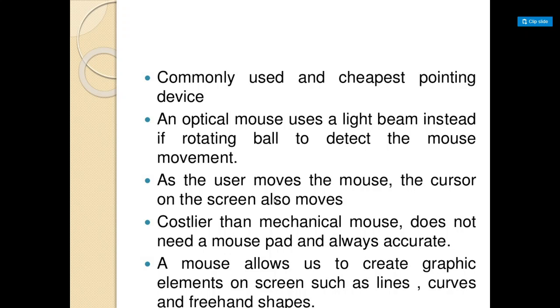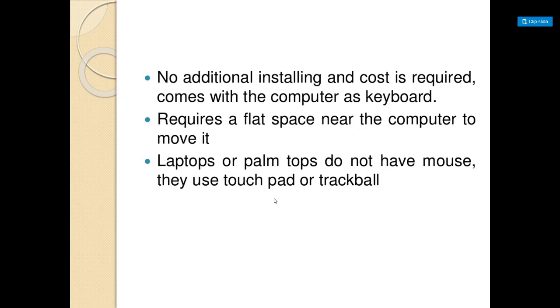We are talking here about the optical mouse. The mouse allows us to create graphic elements on the screen such as lines, curves, and freehand shapes. We are going to see this in our practicals. You might have used it in Word also, where we use arrow marks, lines, and such things. For this mouse, you don't have any installing cost or additional cost. It comes along with the keyboard. As with the monitor and keyboard, you get the mouse also.